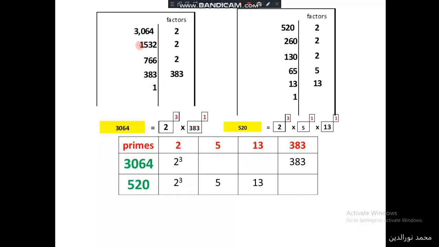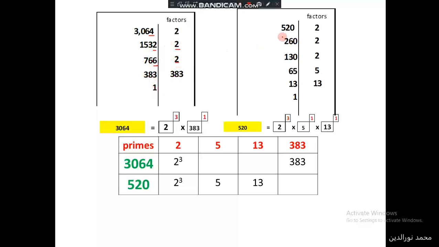In this example, we have the number 3064. It's an even number. It's divided by 2, 1532. 1532, it's even, so it's divisible by 2. 766, also it's even, it could be divided by 2. 383, which is a prime number, it's divided by itself.